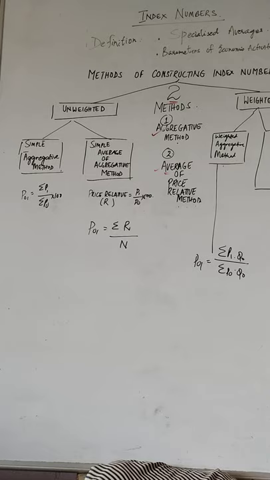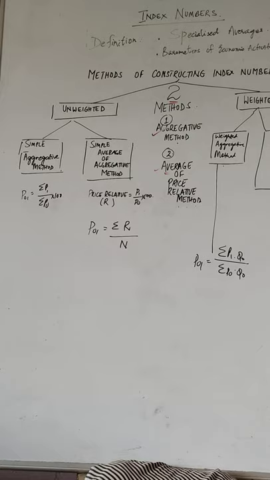So what type of changes are measured by the index numbers? Well, it can be relative or percentage changes, generally percentage changes. Can you define a base year? That is a year with reference to which prices of the current year are compared to construct the index number. So that becomes your reference year. The base year becomes your reference year.